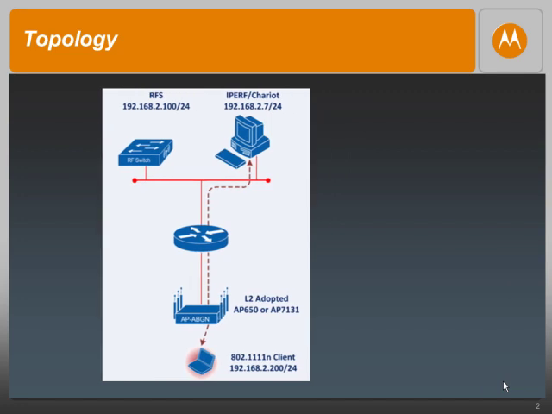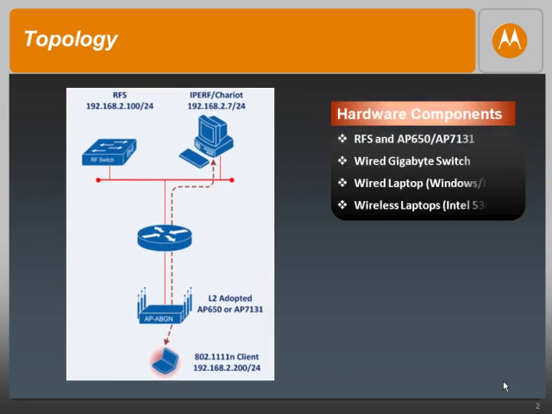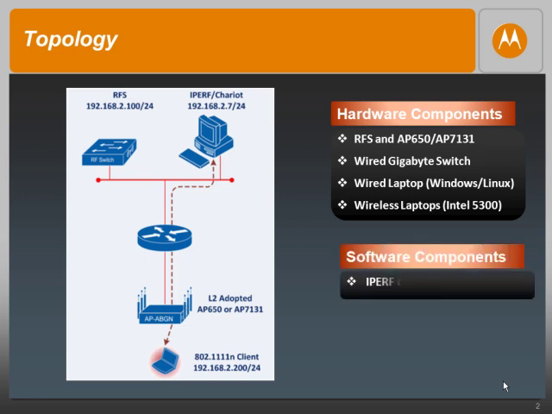The main components of this network topology are the RF switch and the APs, a wired gigabit switch, a wired laptop which serves as a Chariot or iPerf server, and a wireless laptop which has the Intel 5300 chipset installed in it. This chipset is capable of transmitting and receiving packets at 300 megabit data rates. You are free to use any other 802.11n capable client as long as it can support 300 megabits of transmit and receive. The software component used in our topology is iPerf or Chariot.